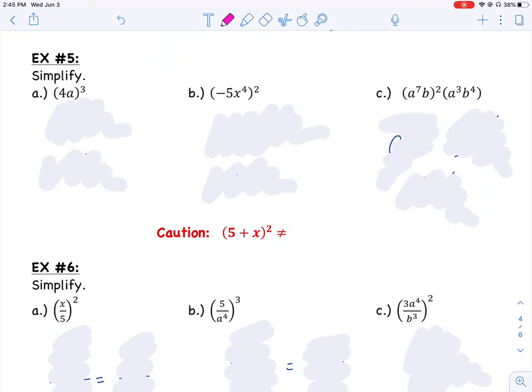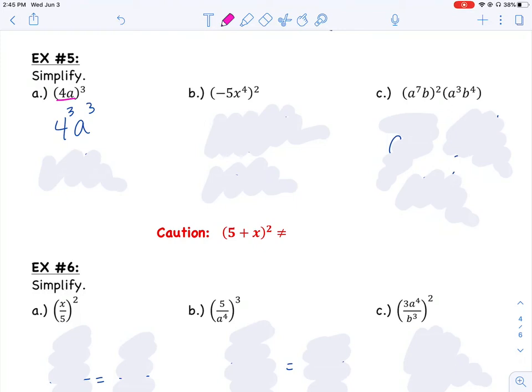Example number 5 here has a 4a cubed. I don't have any plus or minus signs. There's one piece inside, one term, right? And I want to take that 3 and I want to distribute it to everything in that parenthesis. That means I want to make sure that I cube the 4, and I also want to make sure that I cube the a.